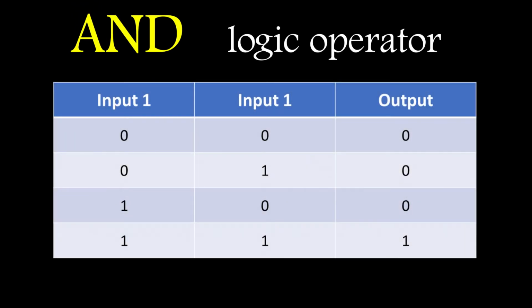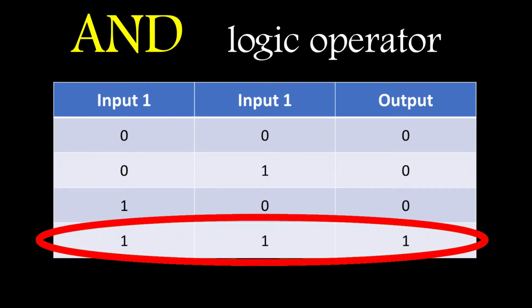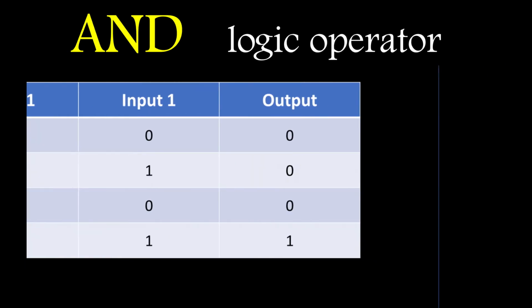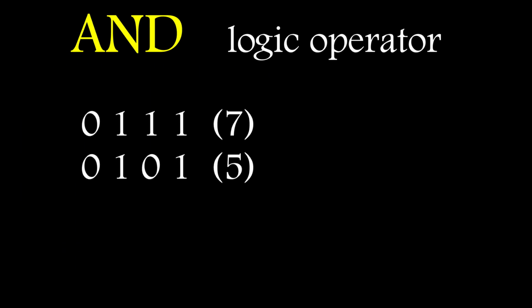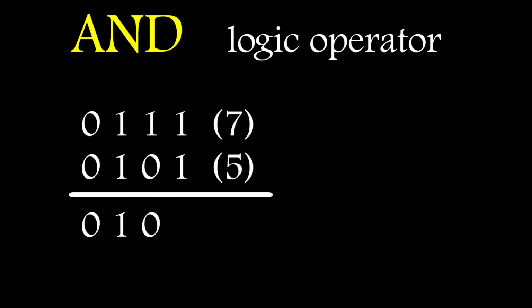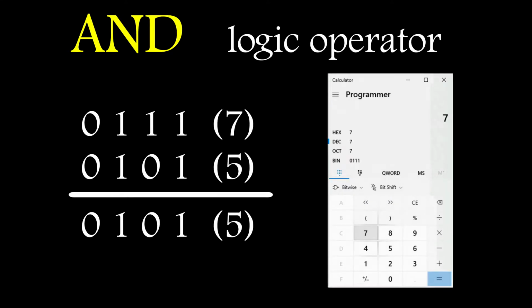The AND operator is one of the easiest to use. It only returns a 1 if both digits being compared are 1. Any other combination returns a 0. In the example shown, if you AND 7 and 5, the result is 5. And you can check this out with the Windows calculator set to programmer's mode, as it has all the bitwise operators available.